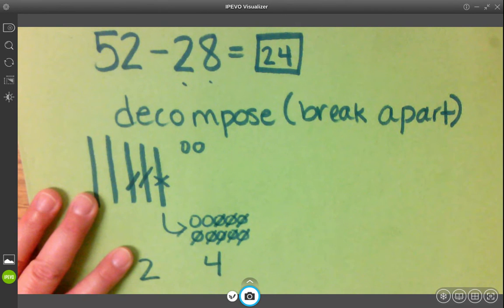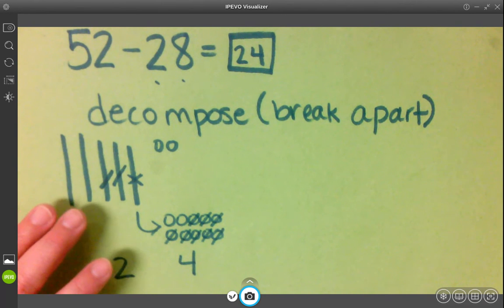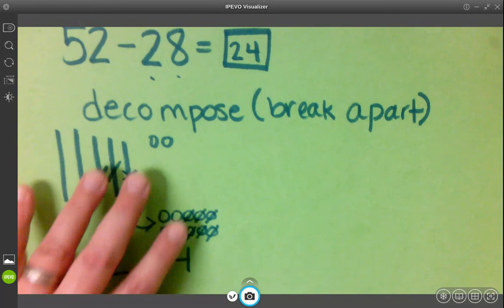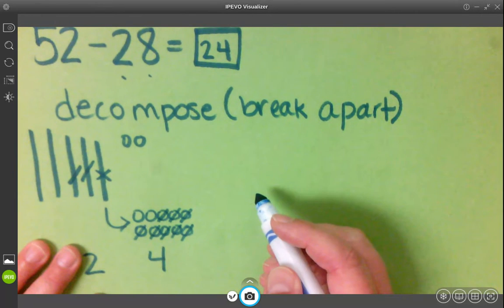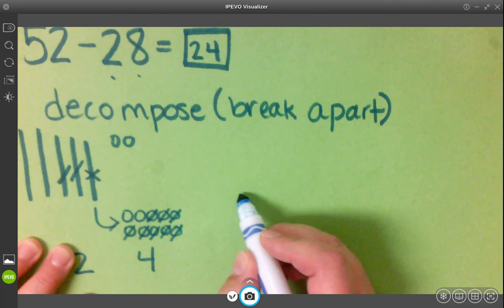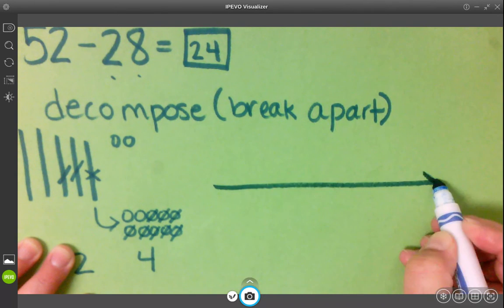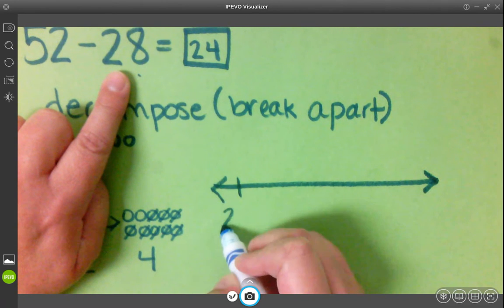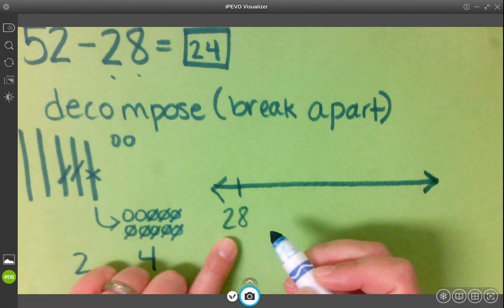It gets a little harder when we are using other forms where they can't see it necessarily with the blocks. But one of my favorite and easiest ways to do this problem is with a number line. So I like to start small and go high. So I'm going to put 28 on this end.